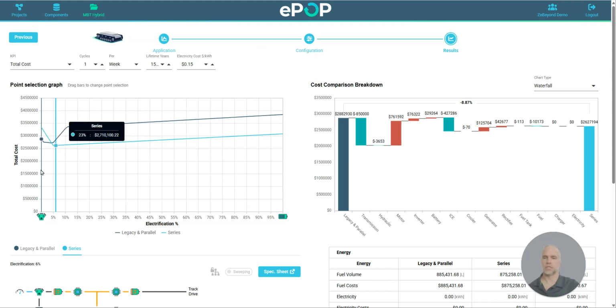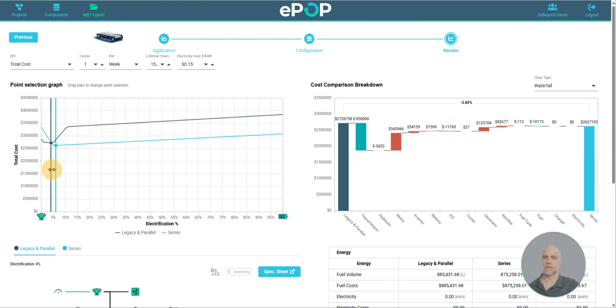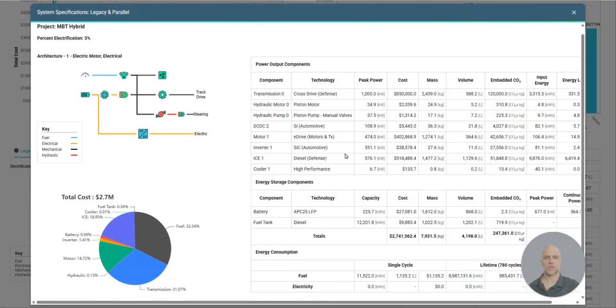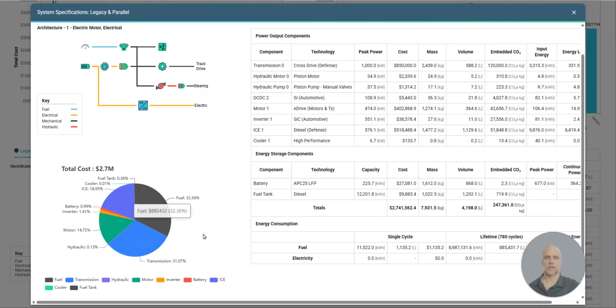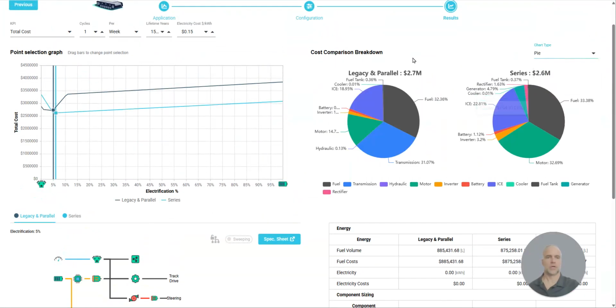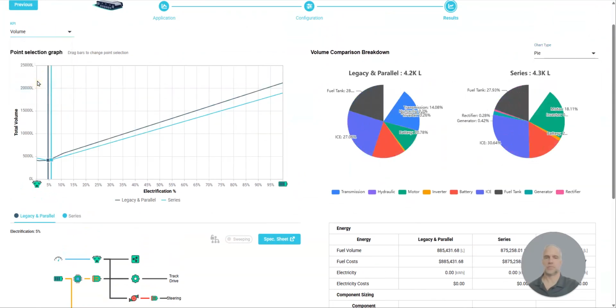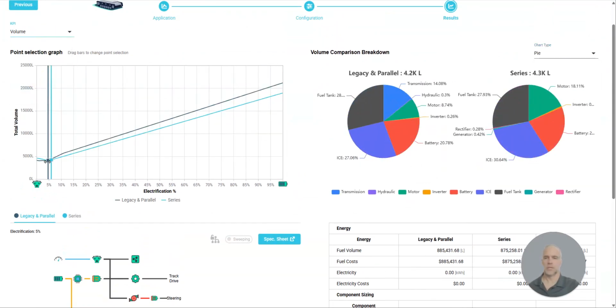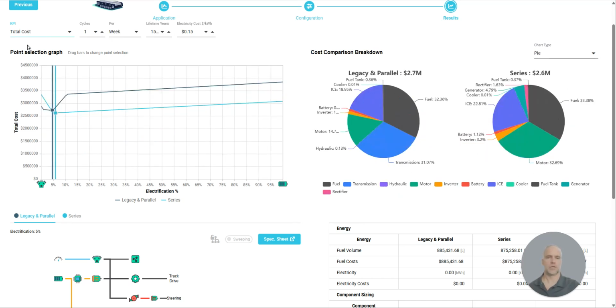If you wanted to look at the parallel version, which gets very close on total cost of ownership, we can also look at the details of this. This is the breakdown of the cost. If we wanted to look at, if the customer really wants to know the breakdown of the volume, since we need to include that, here's the difference between the parallel and the series as far as the different component volumes. Total cost of ownership between those two.